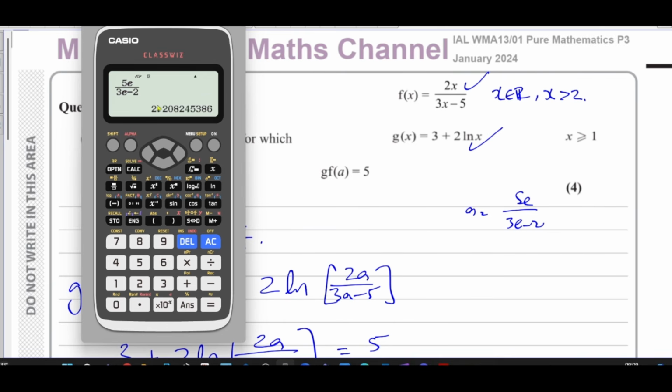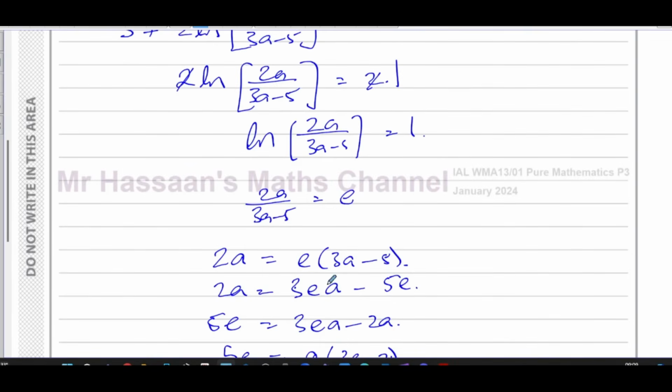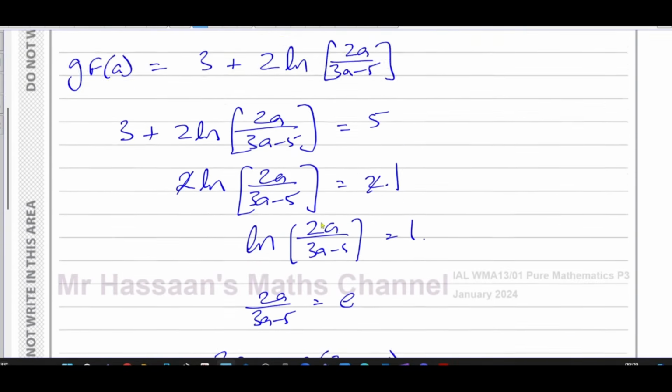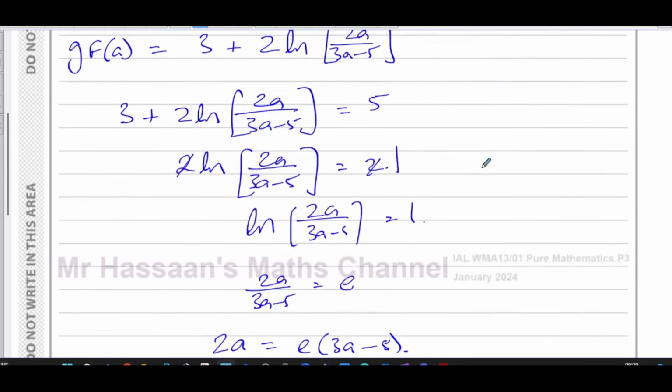Press this, we see that that's a value which is greater than 2. So this can go into function f, that's fine. And then the output of this can also go into function g. So everything's fine, there's no problem with this answer. The value of a is greater than 2, so it can go into the function f, and it's greater than or equal to 1, so it can go into function g. So it's a perfectly good answer.